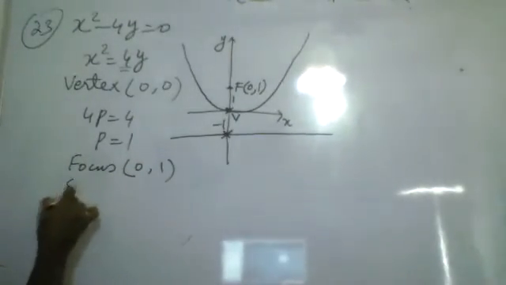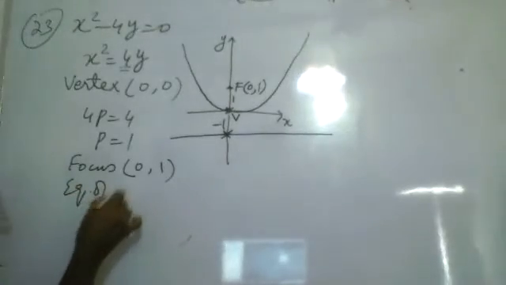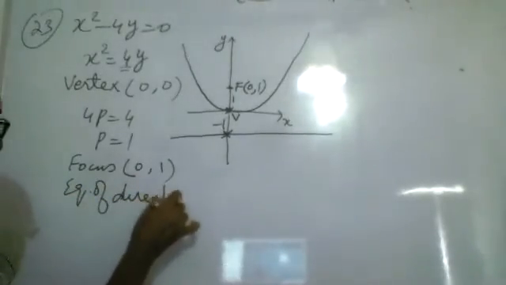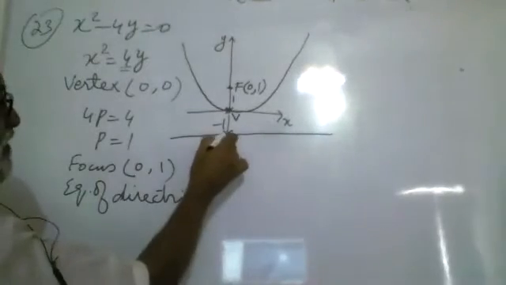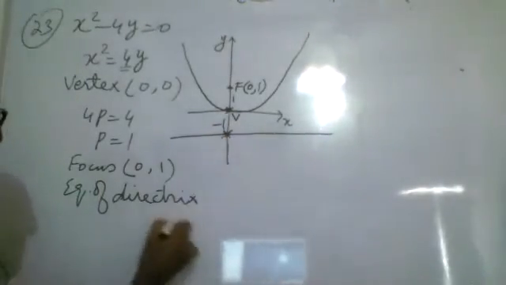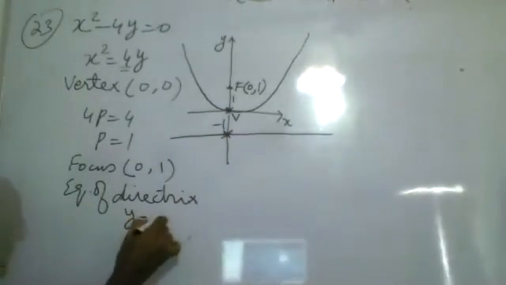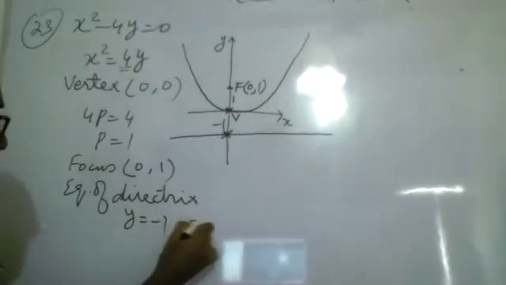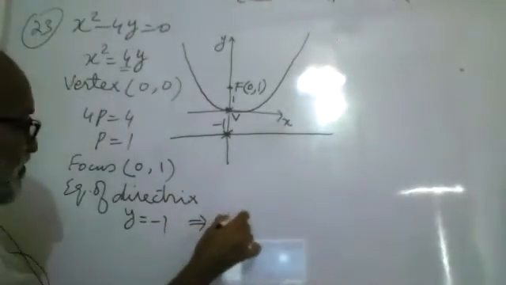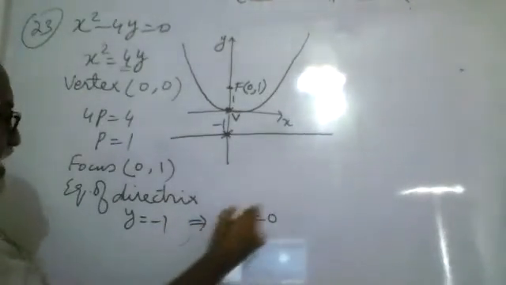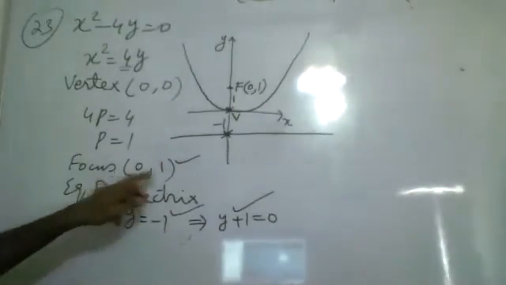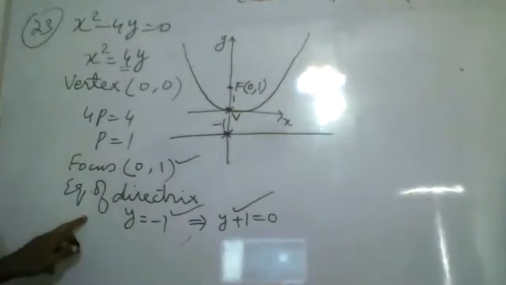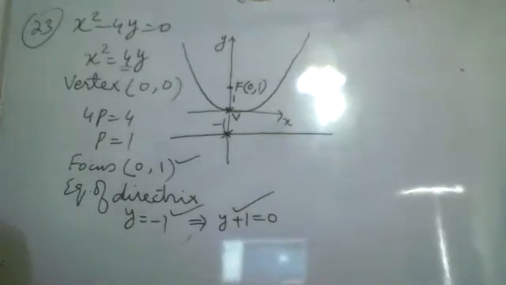And the equation of the directrix will be y equal to -1 and y plus 1 equal to 0. You can write either, both are correct. And we have the focus. This is the focus (0,1) and this is the equation of the directrix, y plus 1 equal to 0.